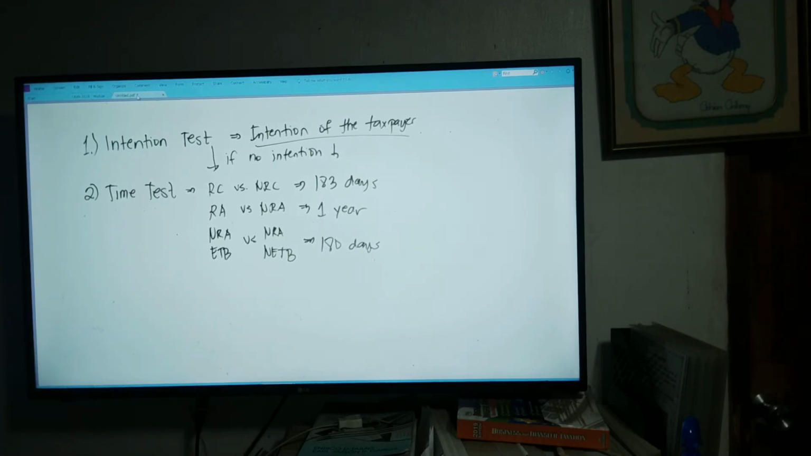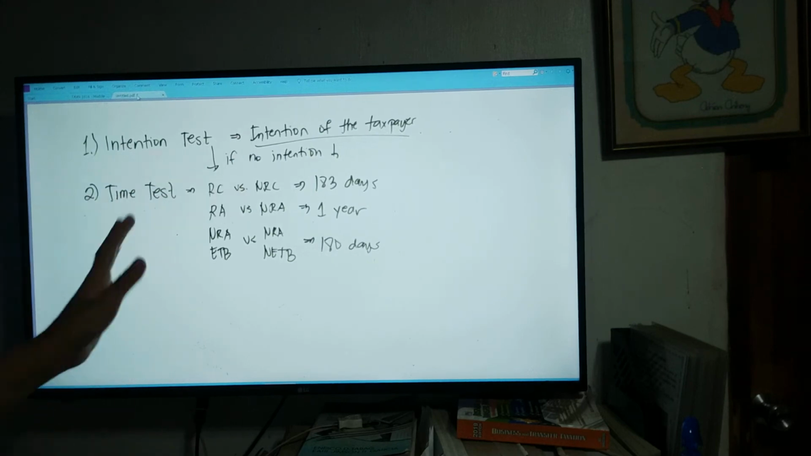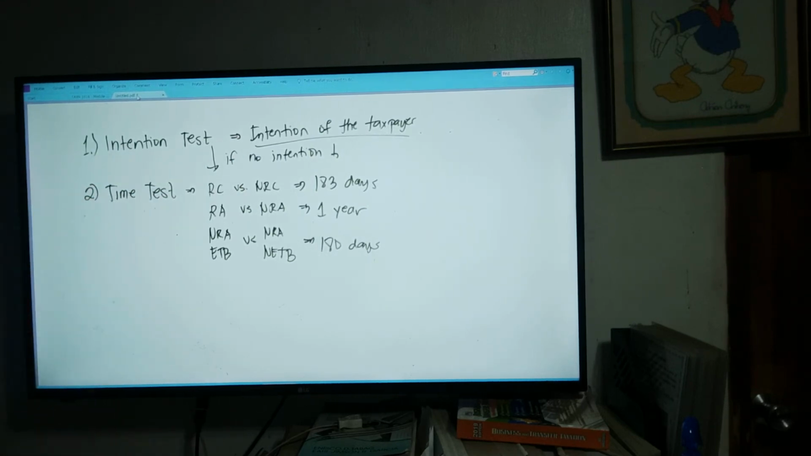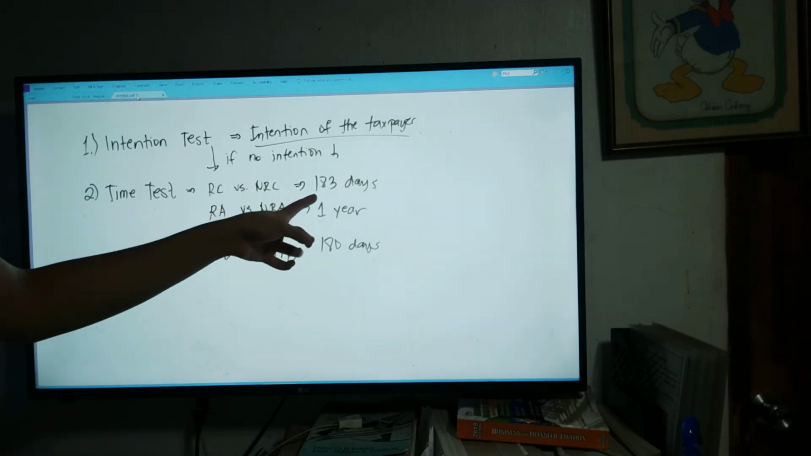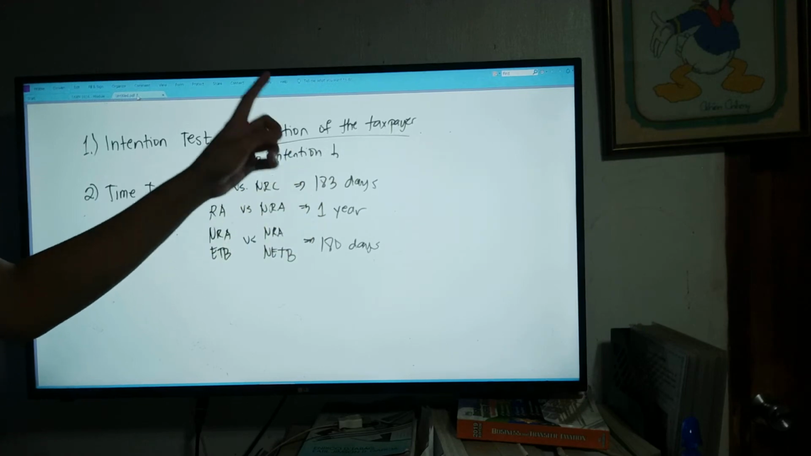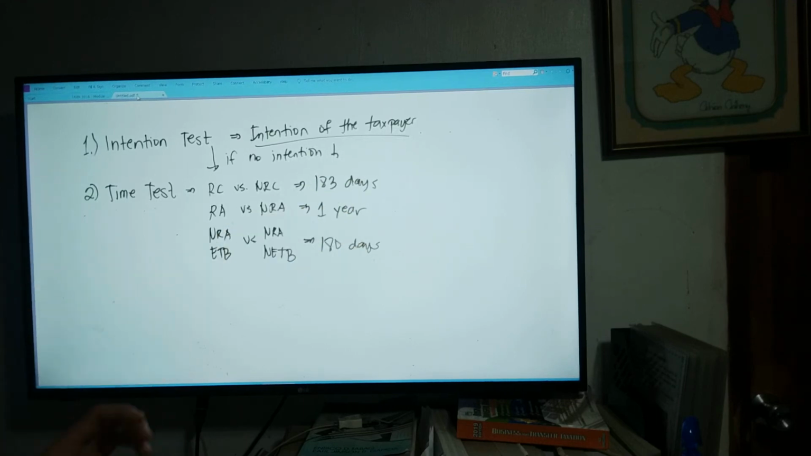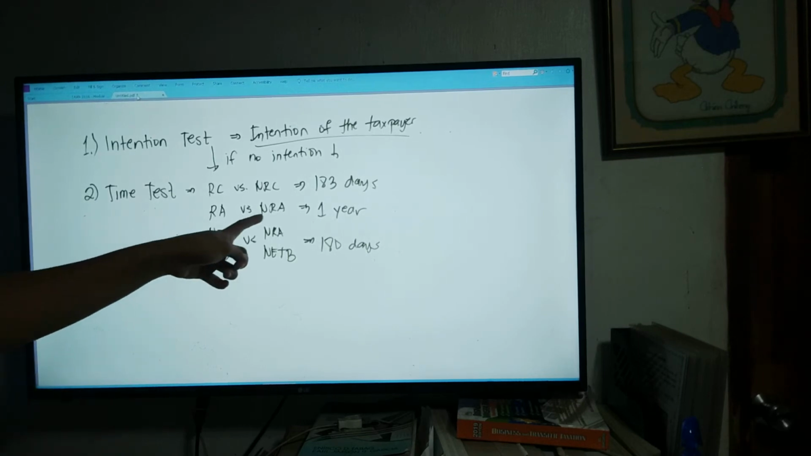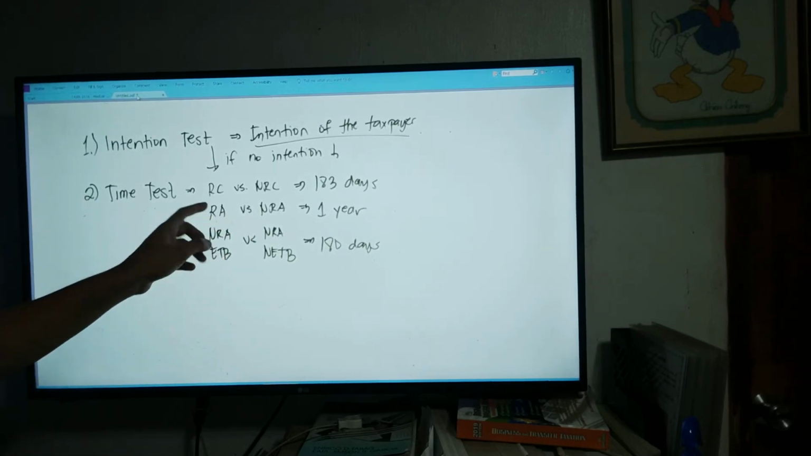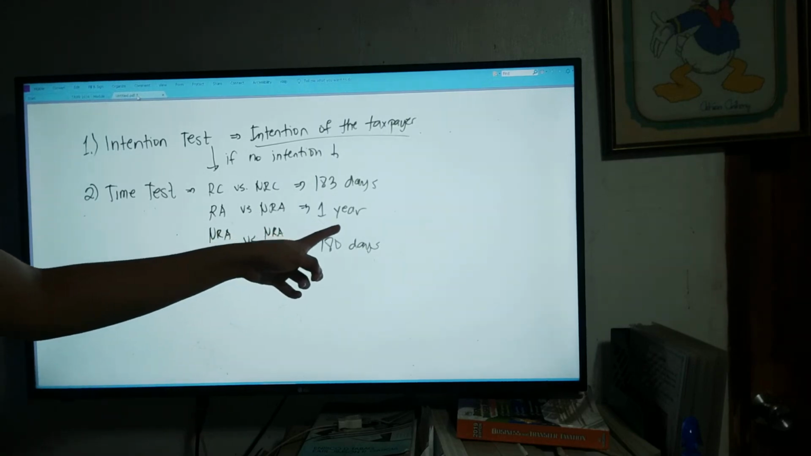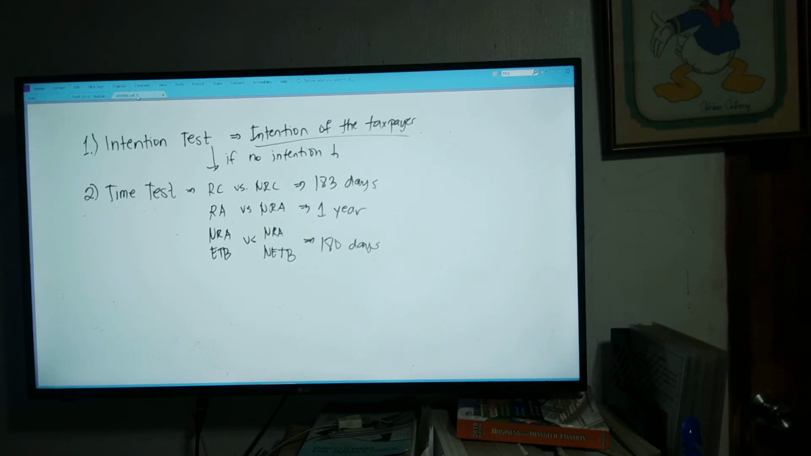Ngayon, pag wala ho yung mga intention na yon, pag hindi natin ma-identify yung intention, doon na papasok ang time test natin. So in terms of citizens, ano yung time test? 183 days. So kung nanirahan man si citizen abroad for a minimum number of 183 days, then they will be considered a non-resident citizen. Kapag naman RA versus NRA, kapag nanirahan ang isang alien dito sa Pilipinas for at least 1 year in aggregate, then they will be considered an RA already.